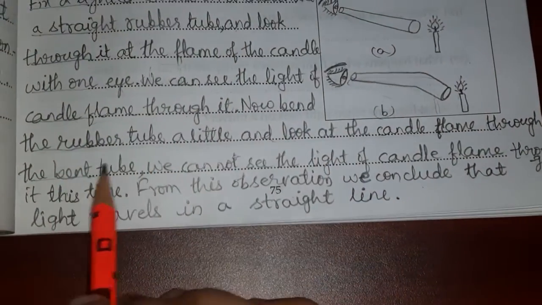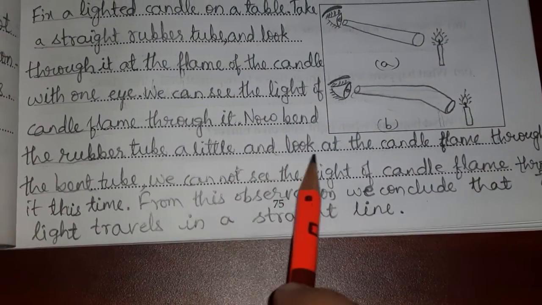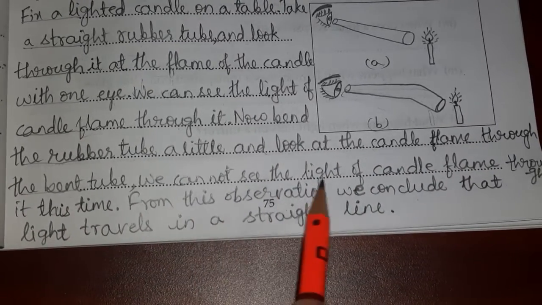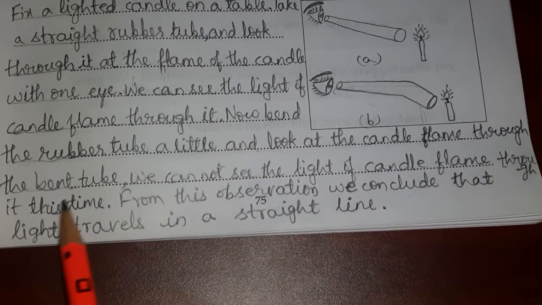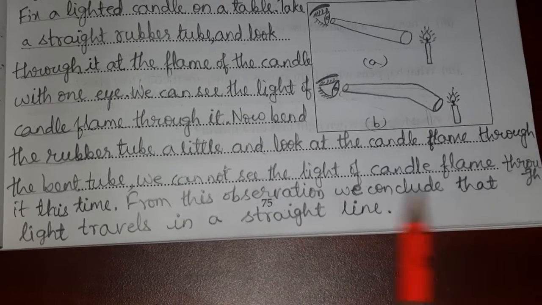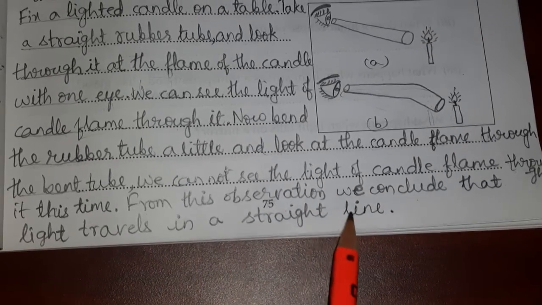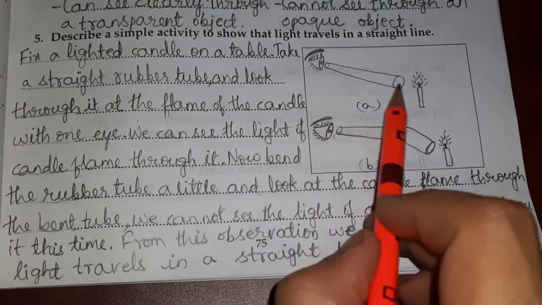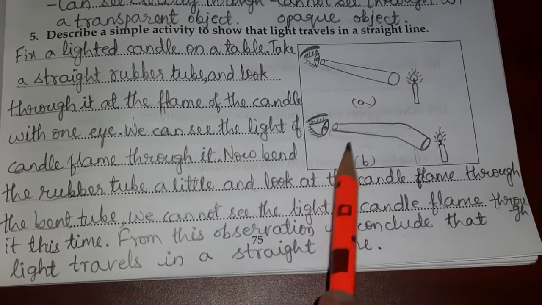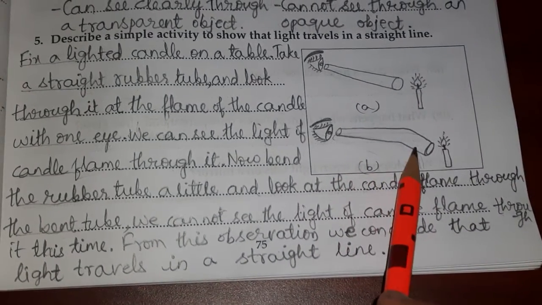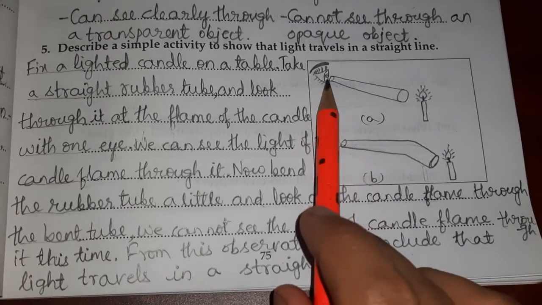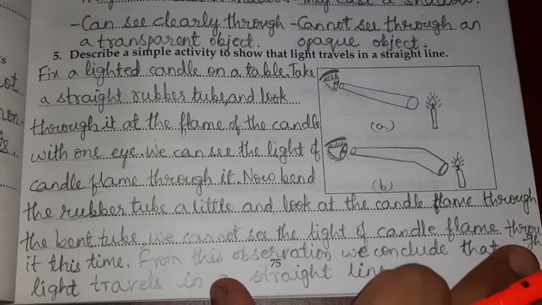Now bend the rubber tube a little and look at the candle flame through the bent tube. We cannot see the light of the candle flame through it this time. From this observation, we can conclude that light travels in a straight path. When we held the rubber tube straight, we could see the lighted candle, but when we bent the rubber tube a little, we were not able to see the flame of the candle. So this proves that light travels in a straight path.